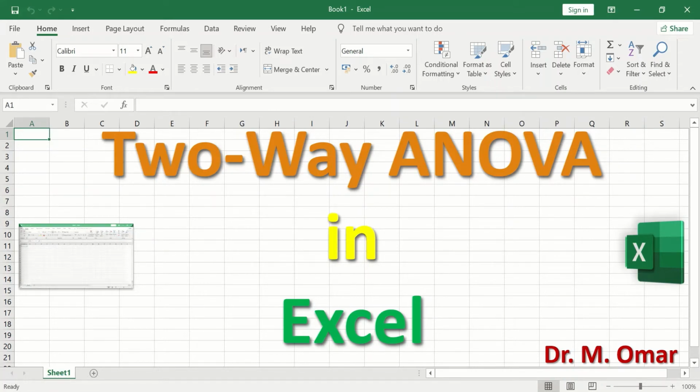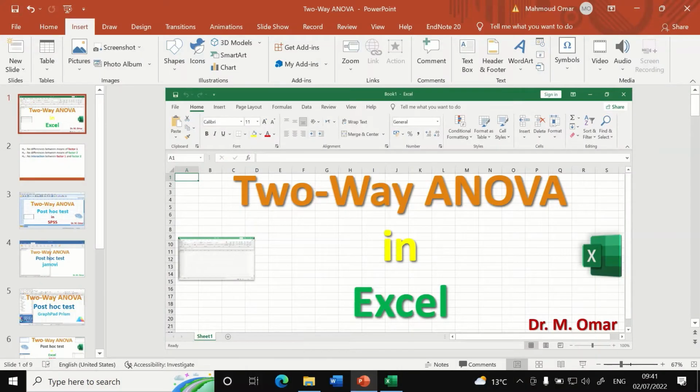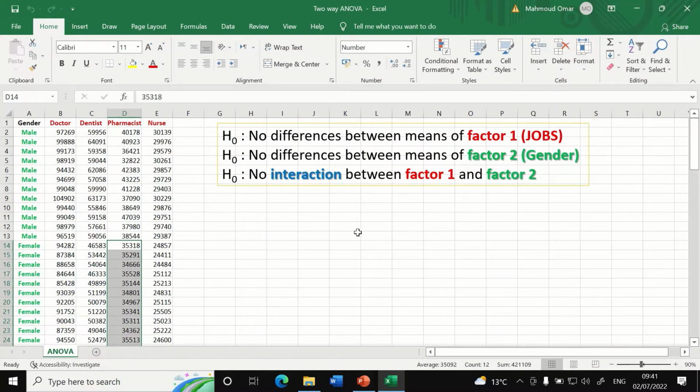Factorial ANOVA, or in this case, two-way ANOVA in Excel. Here in this Excel data sheet, I had inserted data that have two factors, two levels, or two independent variables and one dependent variable. The first factor is the job factor, in which there are four groups: doctor, dentist, pharmacist, and nurses. The second factor, or the second level, is the gender, male or female, and the salary earned annually in pounds for each individual is inserted. So we have here two independent variables, jobs and gender, and one dependent variable, which is the salary.